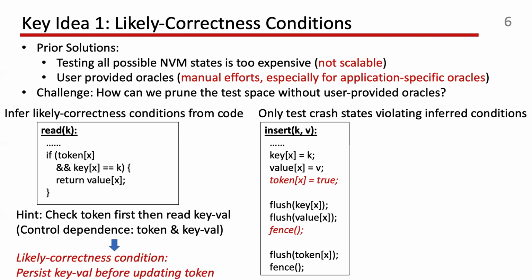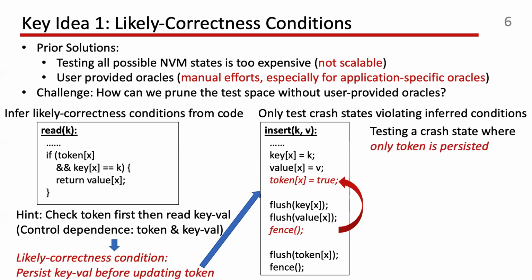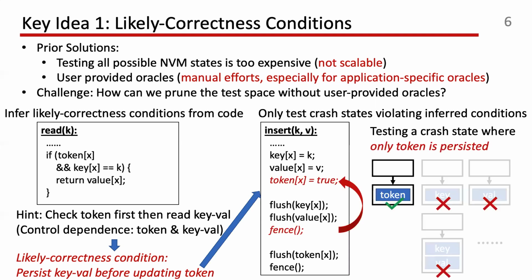Take the right code example here. We apply the inferred likely correctness condition and check whether there are violations. We found that the token can be persisted before the key value pair, so we will test the correct state where only the token is persisted. In this way, we automatically prune the test space by inferring likely correctness conditions.